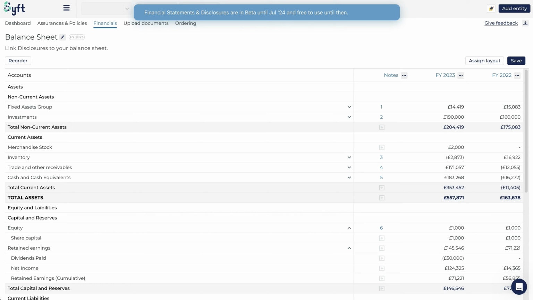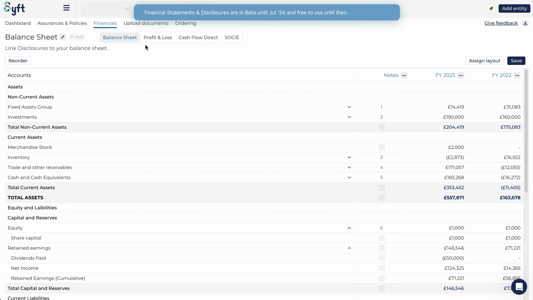What are financial statements? Financial statements are important documents that provide a snapshot or overview of a company's financial performance and position over a specific period. There are four main statements in the set of financial statements. These include the statement of financial position, also known as the balance sheet, the statement of profit or loss and other comprehensive income, more commonly referred to as the income statement or profit and loss statement, the statement of changes in equity, and the statement of cash flows.